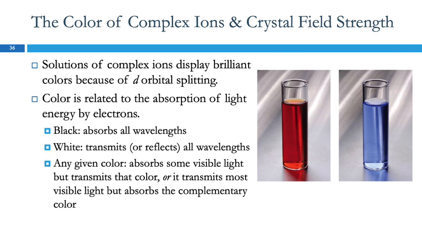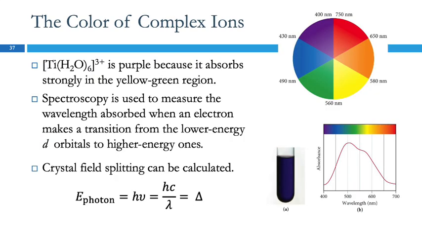So when we see a color, like the red here, that solution is absorbing some of the visible light, but transmitting the color that we see. So it's transmitting the red, and it's absorbing most of the other colors. And so it's absorbing the complementary colors. So here we have this hexaaqua titanium(III) complex ion solution, and it's purple. So it's reflecting purple and absorbing on the other side of the color wheel. These are complementary colors, purple and yellow.